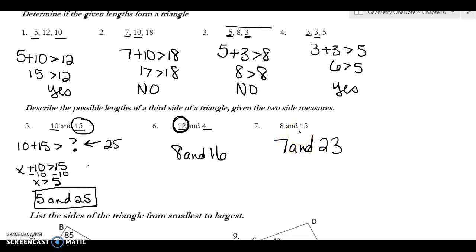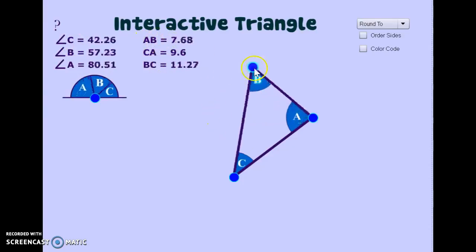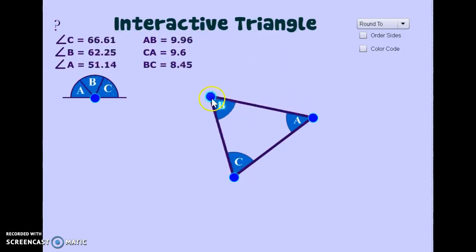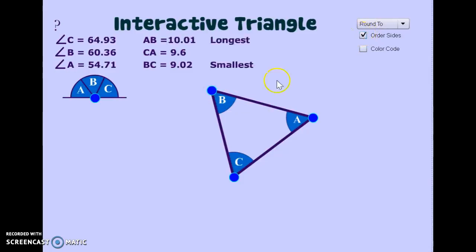All right, the next type of problems, we're going to look at another simulation on the computer so you can get a visual of what's going on. Okay, what I found here is that we have a triangle, and we know that the angles are going to add up to 180. That's what this says. This is the side, and then these are some side measures. Now, if you notice, if I drag it, things happen. Now, let's go ahead and see what happens when I click on order size. Oh, we don't want that.